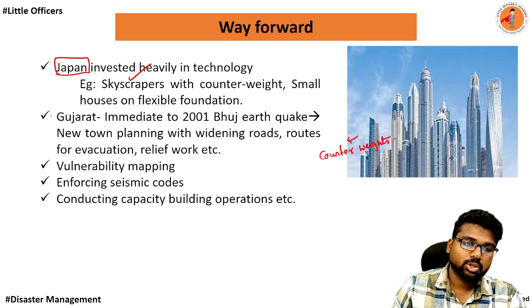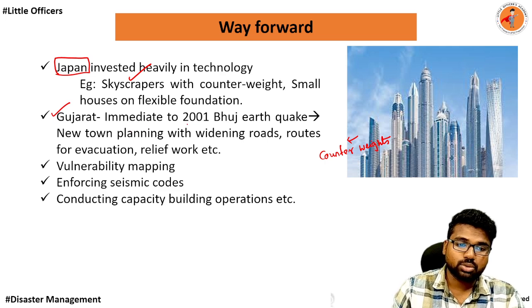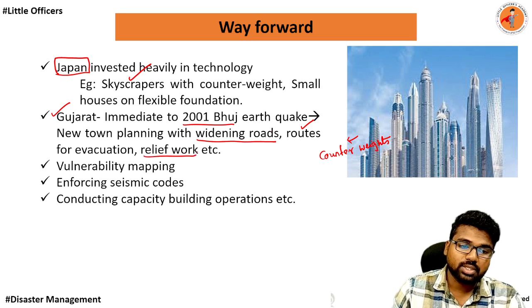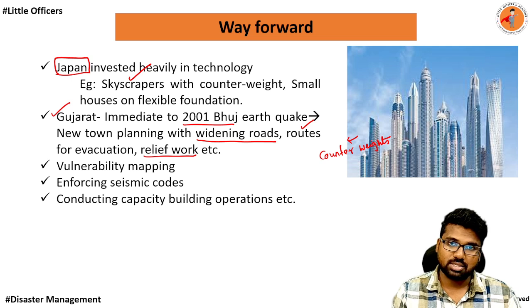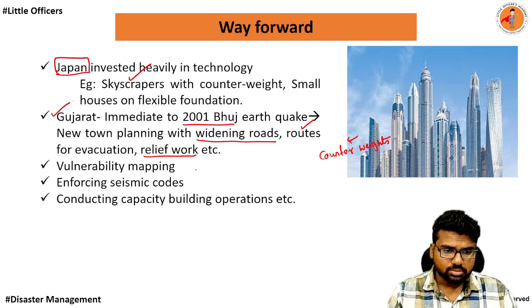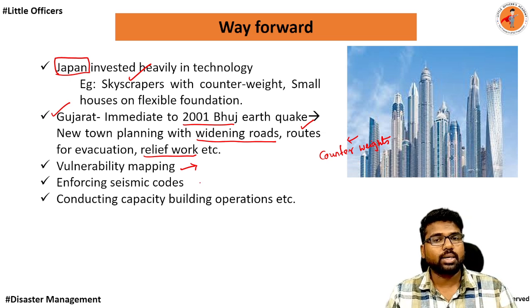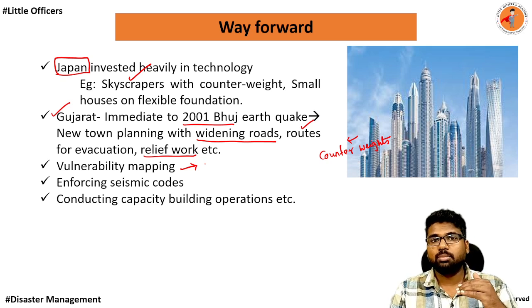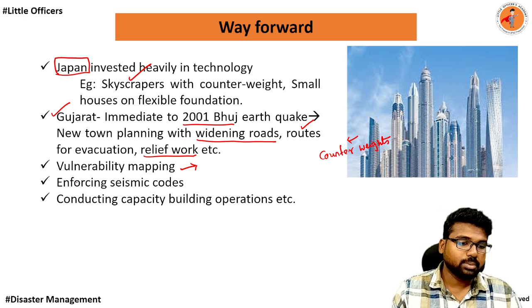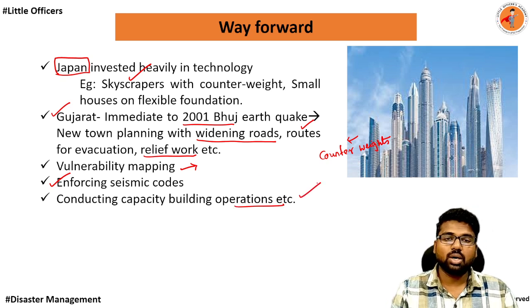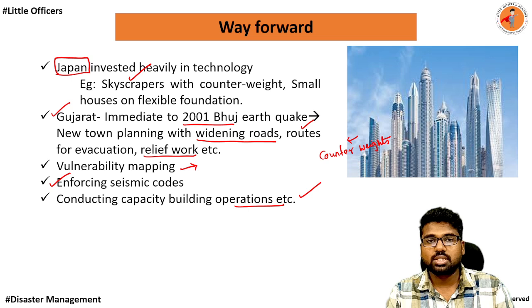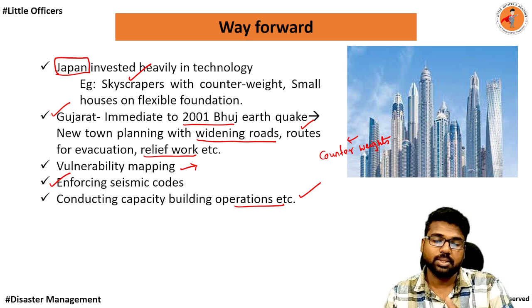Similarly, you can also learn from Gujarat's reaction. After the 2001 Bhuj earthquake, immediately new town planning was included, with widening of roads and routes for evacuation, relief works, etc. This shows a proactive approach towards further such disasters. Then vulnerability mapping. Here you can map the vulnerability of people, communities or locations, and accordingly your disaster management can be prioritized. Similarly, enforcing seismic codes and conducting capacity building operations. These are all good steps which can make us resilient in disaster management.